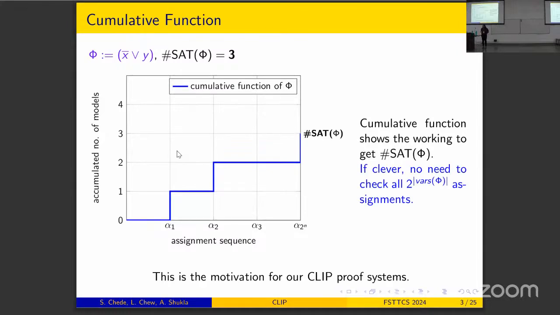But as you can see, there are exponential assignments to go through. So we will be clever about it. We will not go through exponential assignments, right? So basically, this is the motivation of our system CLIP. We're going to introduce it soon.